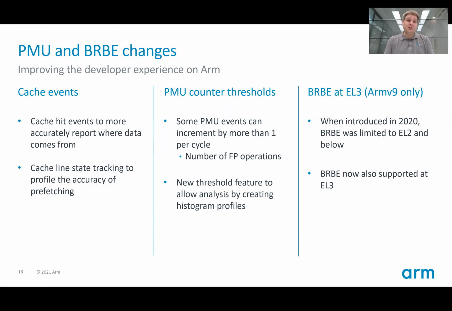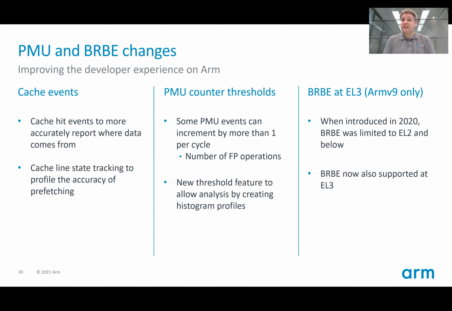So this year we're adding new events around caches. In particular, what we're trying to do is make it easier to investigate the efficiency of prefetching. So how well is the process of prefetching data before you need it? And so to enable that, we've added events that tell you where data is coming from, which level of the cache it's coming from, so you can track that through the system. We're adding a threshold feature, so some events can increment by more than one per cycle. Think the number of FP operations in a multi-issue design, for example. The threshold feature allows you to say how many of those events have to occur in a cycle before I start incrementing the PMU.